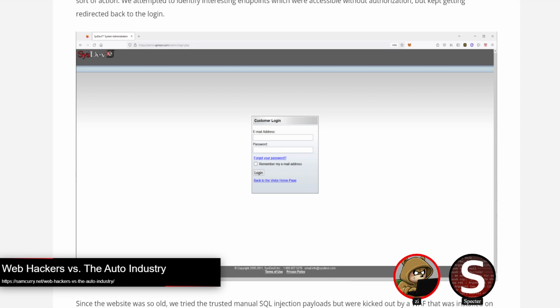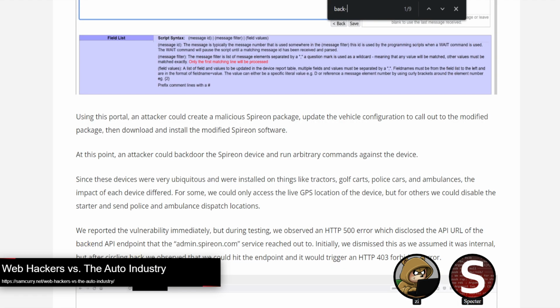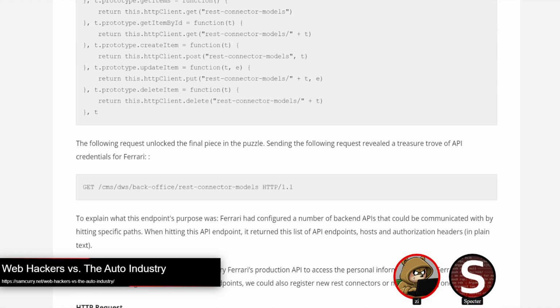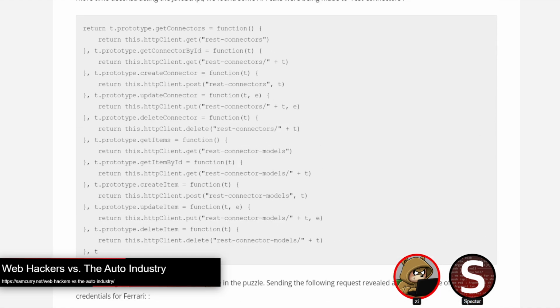What they ended up finding was one endpoint in the back office application here that would basically just list all of the REST connectors, which were effectively acting as proxies to other REST endpoints or other REST APIs. And that would include both the API location and the authorization token. So that gave them the token to start messing with the production API, and they can just give themselves superuser privileges or make themselves an owner of a vehicle or whatever.